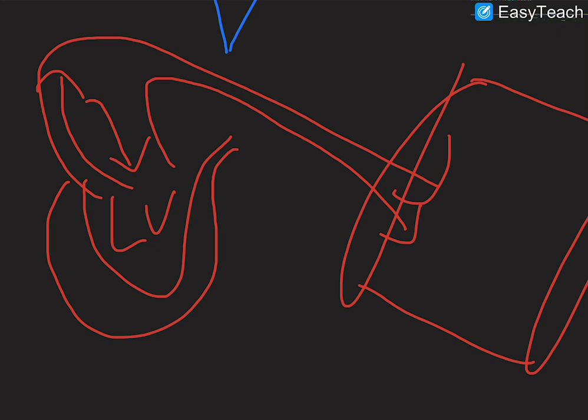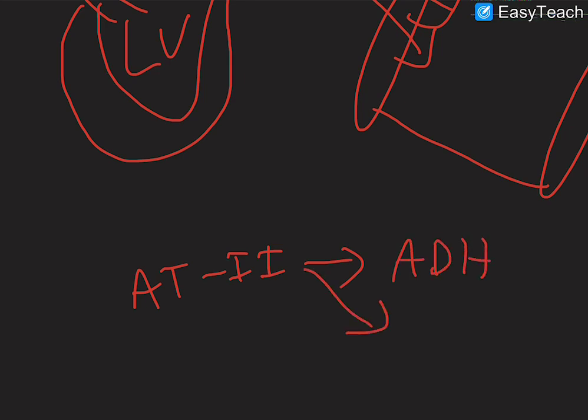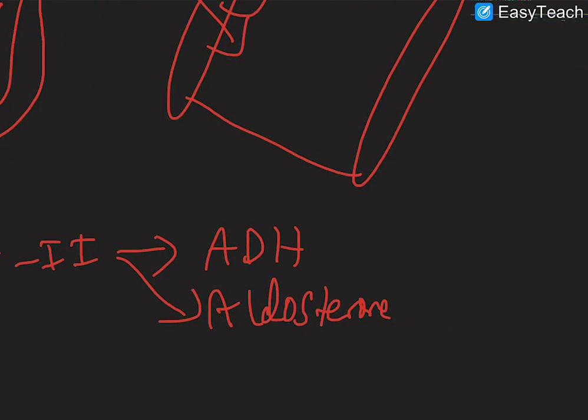Now, another thing B-type natriuretic peptide does is it actually opposes angiotensin 2. What does angiotensin 2 do? It leads to the secretion of ADH and aldosterone, right? Both of these increase your blood volume, which means you get more fluid overloaded, and it's harder for your heart to pump blood out from your heart into your systemic circulation.